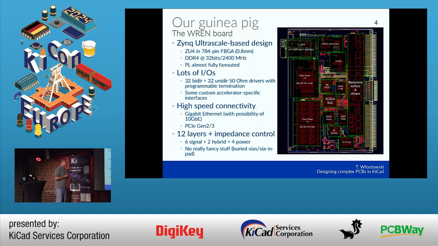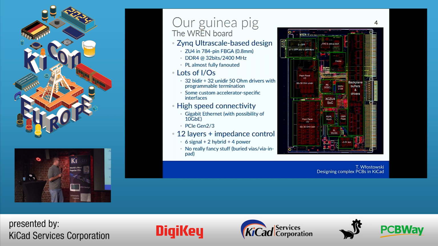It has a bit of high-speed connectivity, gigabit Ethernet, also with the possibility of 10 gigabits. It can also be controlled over a PCI Express Gen 2.3 link, over a fiber, over an SFF-8644 connector, doubling as a VME. Yes, we still use VME computers. So the board has 12 layers with a bit of impedance control. It's not super tight because this is a digital design. It's not, let's say, 50 gigahertz range RF.